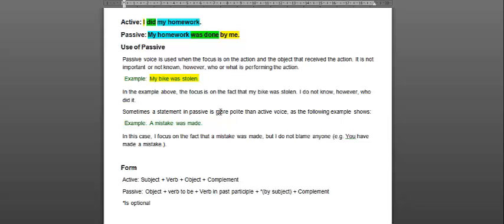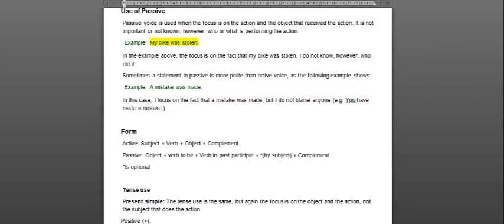Sometimes a statement in passive voice is more polite than active voice. For example, we can say that a mistake was made. So in this case, it's a fact that a mistake was made, but we don't say who did it. If you say you have made a mistake, that will be a little bit rude for the person that made the mistake, right? So we only want to emphasize that a mistake was made, right?